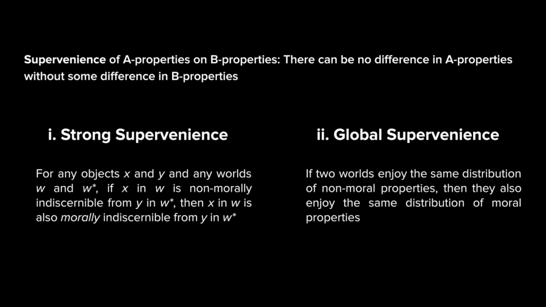So it's widely held that moral properties, properties like goodness and badness, rightness and wrongness, permissibility and impermissibility, these moral properties supervene on non-moral properties. So according to the strong supervenience thesis, which you can see on the left side of your screen here, the thesis says that for any objects x and y, and any worlds w and w star, if x in w is non-morally indiscernible from y in w star, then x in w is also morally indiscernible from y in w star.